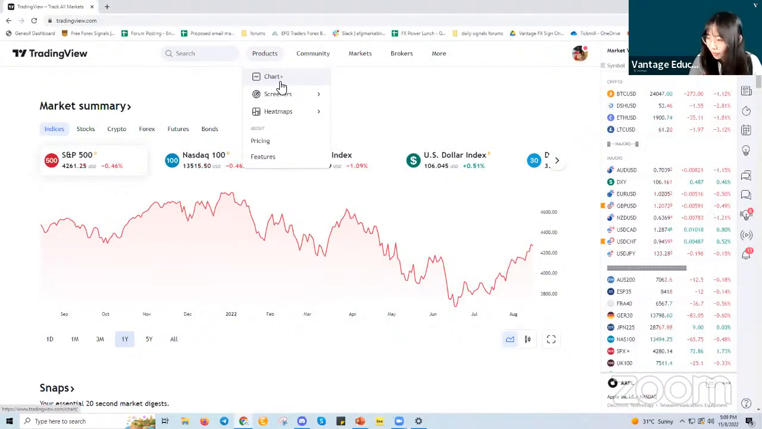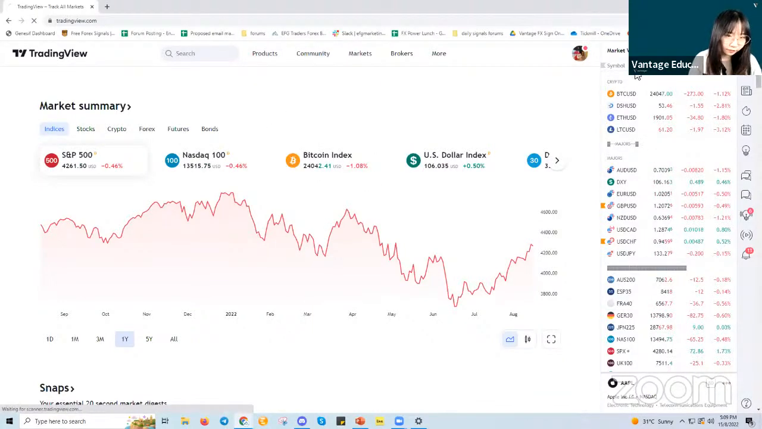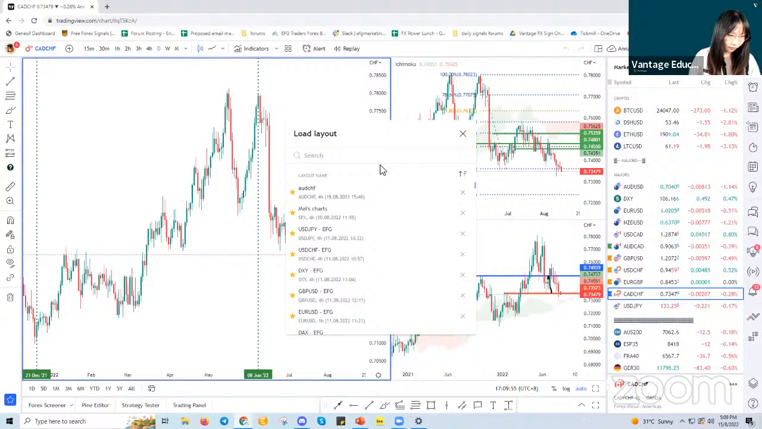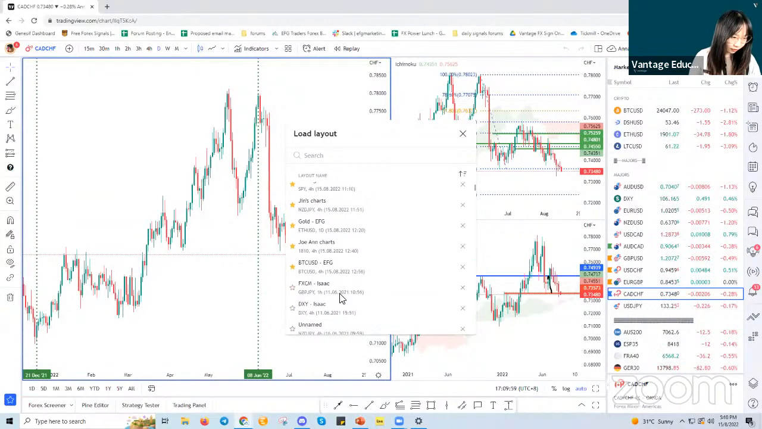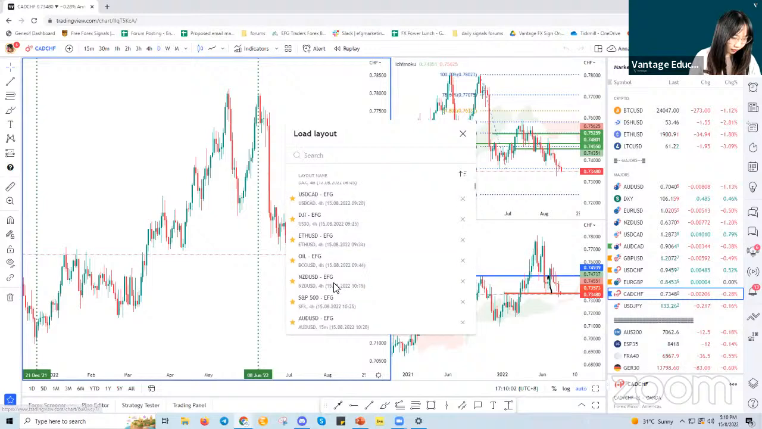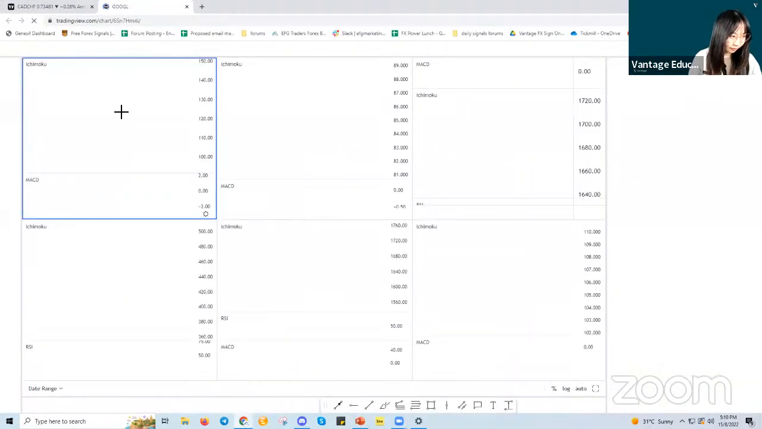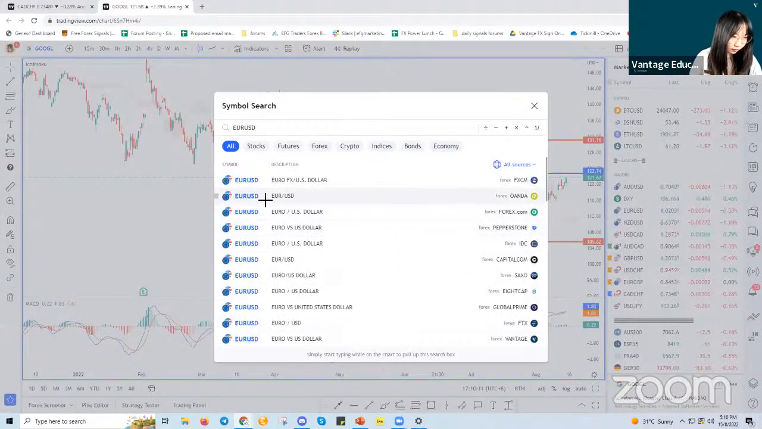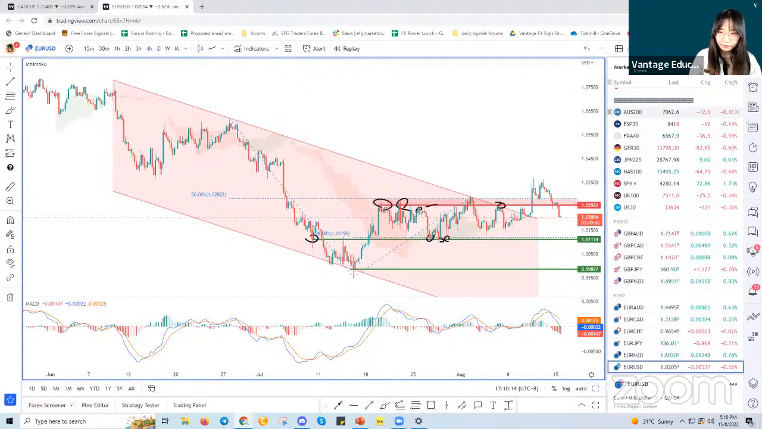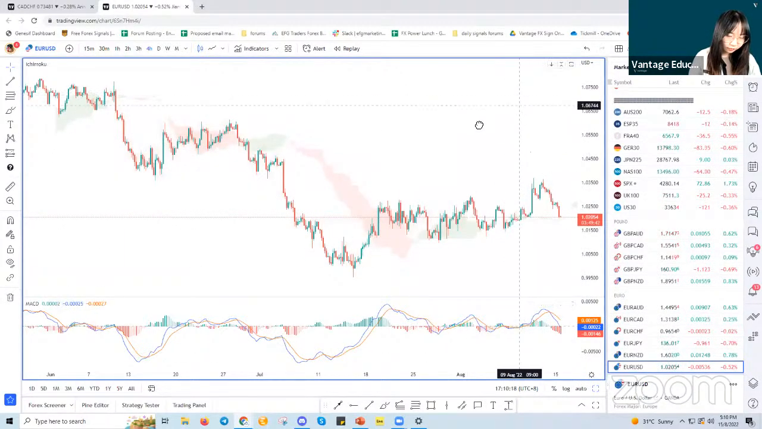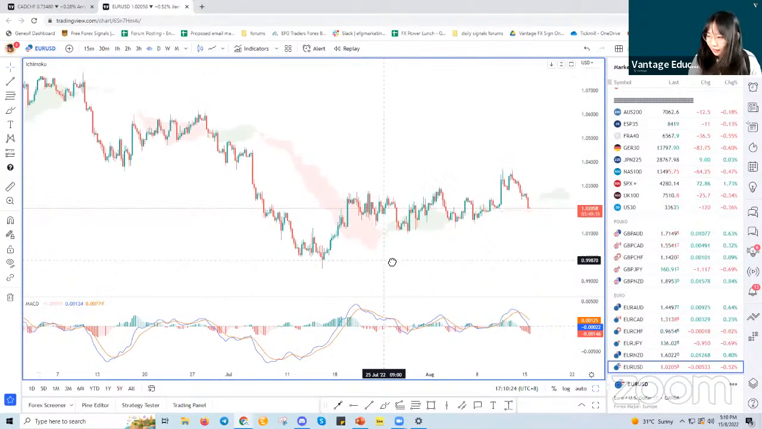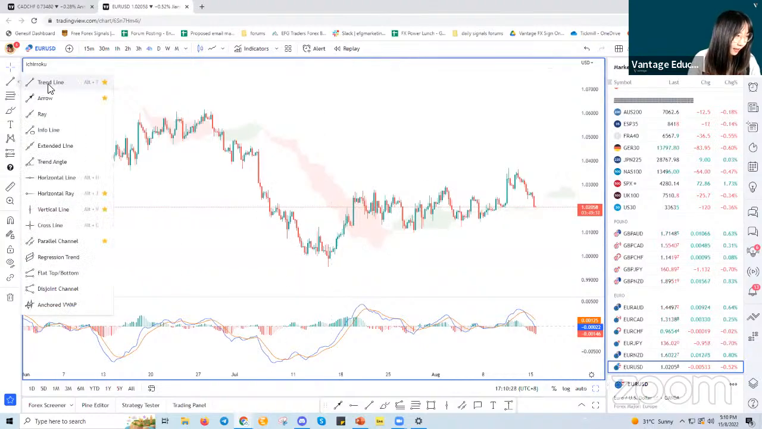So your first one is Euro USD. Firstly, I'd like to highlight the trend line here.